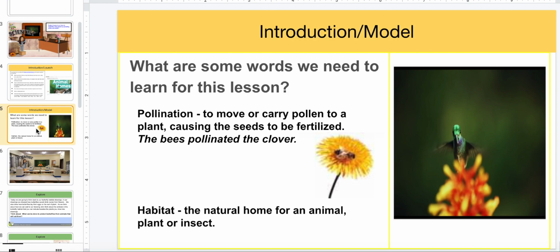Pollination. It's when you move or carry pollen to a plant, causing the seed to be fertilized so it can grow more plants and more flowers. So, looking at this picture, the bee pollinated this clover. Let's revisit that word habitat. It's the natural home for an animal, plant, or insect.